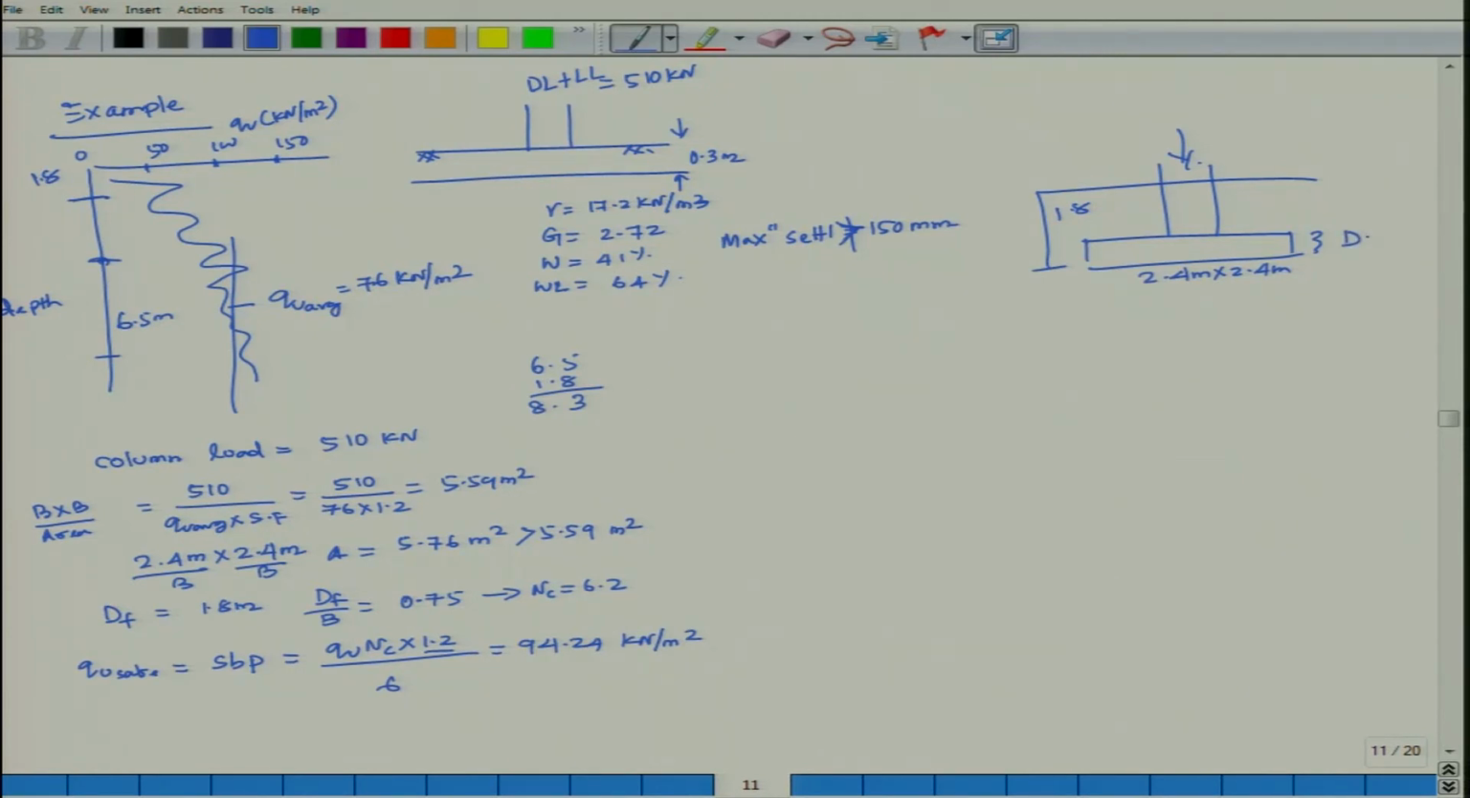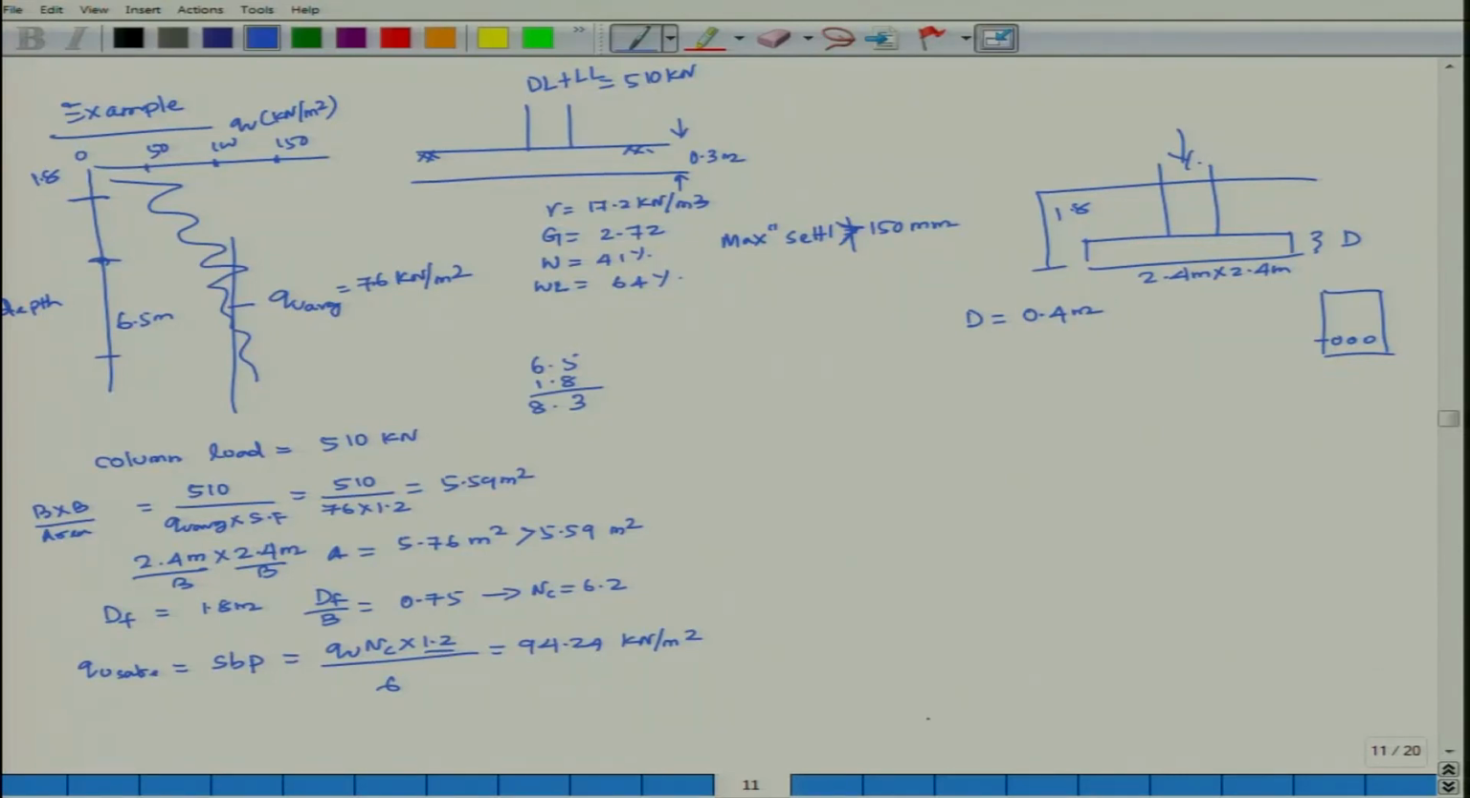This size, as per your IS code, minimum value should be 0.4, because as per the IS code, if this is the case, then there should be clear cover for your reinforcement. So, minimum value they have recommended 0.4. So, assume D is equal to 0.4 meter.